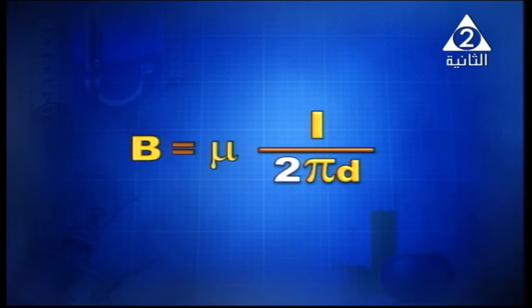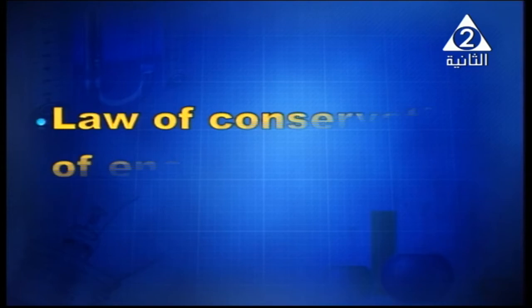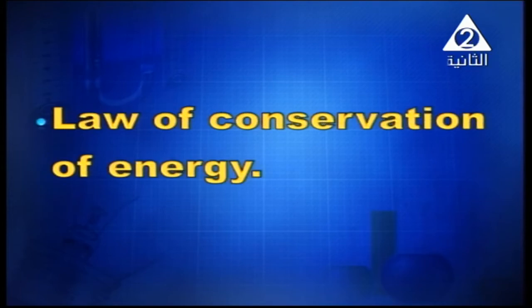B equals mu I over 2 pi d. This is the relation we usually use to determine the magnetic flux density at a point of normal distance d from a current carrying straight wire. So Ampere's circuit law, the expression that expresses it is B equals mu I over 2 pi d. And what about the relation that expresses the law of conservation of energy?